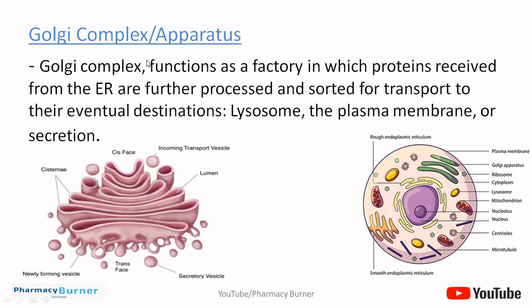Next is Golgi complex or apparatus. The Golgi complex functions as a factory in which proteins received from the endoplasmic reticulum are further processed and sorted for transport to their eventual destination like lysosome, plasma membrane or secretion. So normally the Golgi complex works as the storage of protein which is received from the endoplasmic reticulum and transported to lysosome, plasma membrane and secretion out of the body.